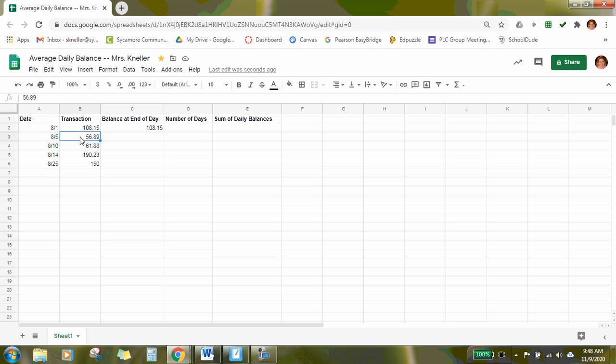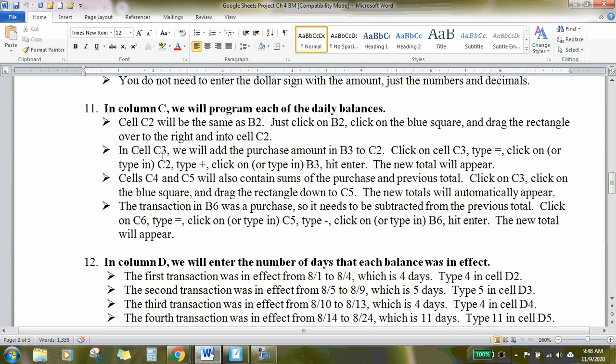Okay, next for 8/5, this purchase, in cell C3, we have to add that purchase amount. So we're going to click on cell C3 and we're going to type equals, and then you should be able to click on C2 and then do plus, and then we're going to do B3 and hit enter. Okay.